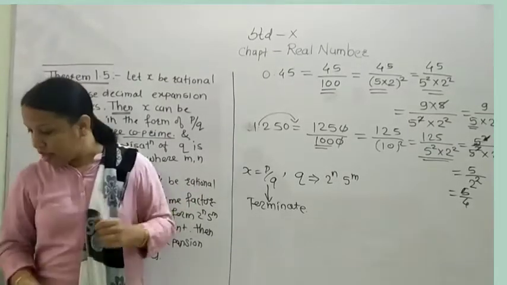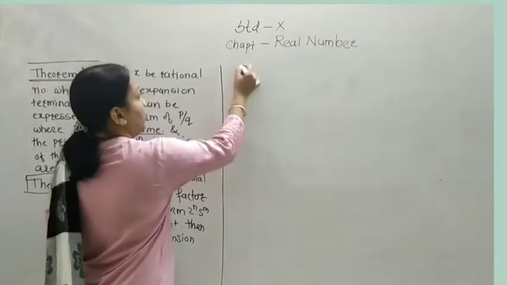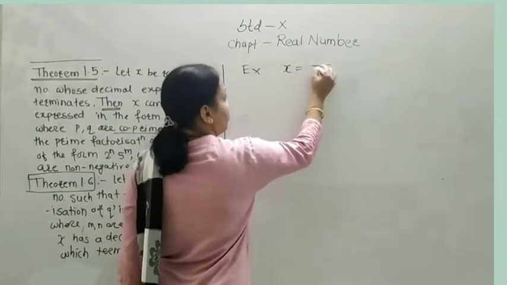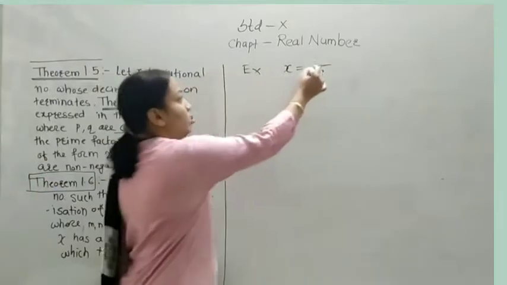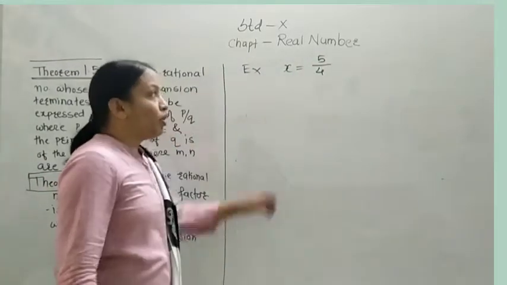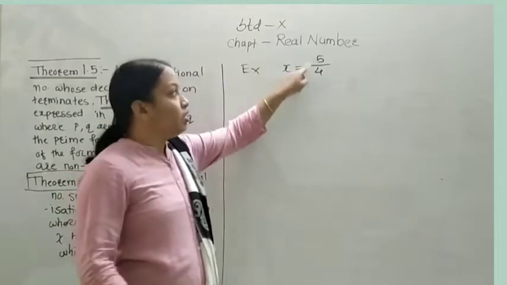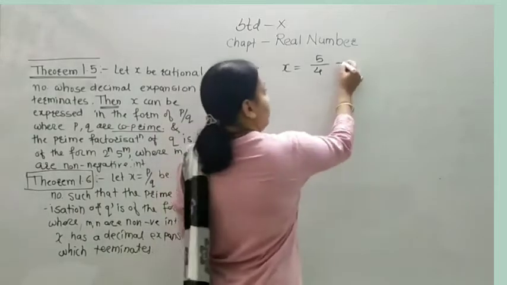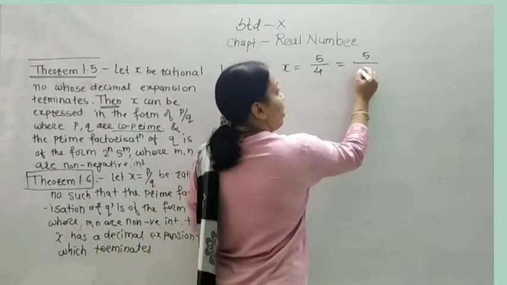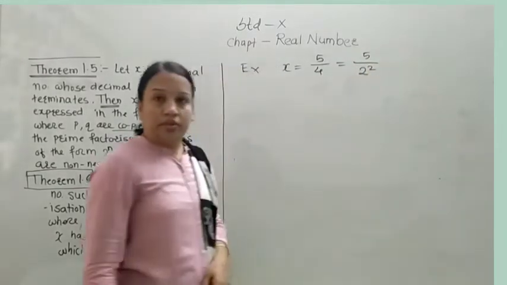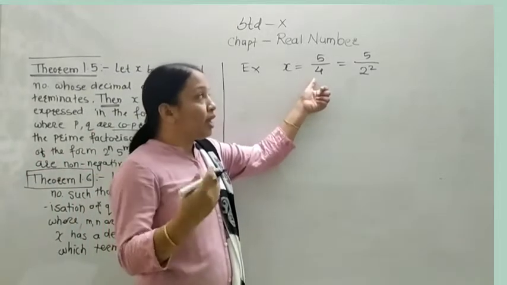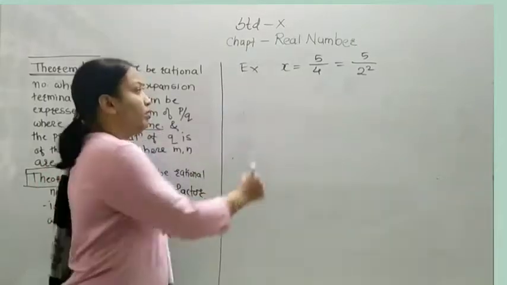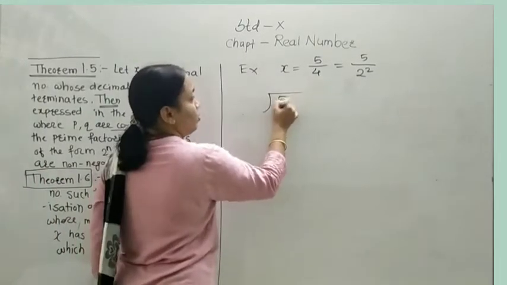So let us take an example. Let us see some examples. Now x is given as 5 by 4. Now what you can observe, this is a rational number. These are co-primes also. Now 4 is of the power 5. I can write 4 as 2 square, isn't it? Now what you can say by using this theorem is that this will definitely terminate. You can do the division and you can observe this also.